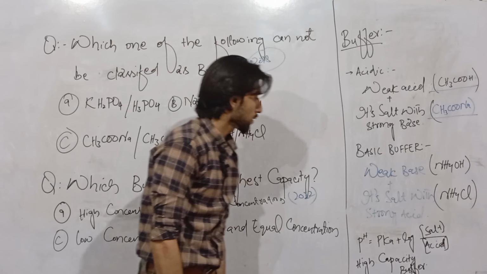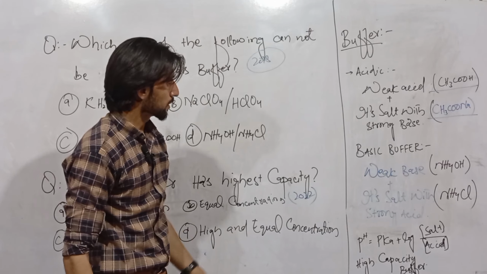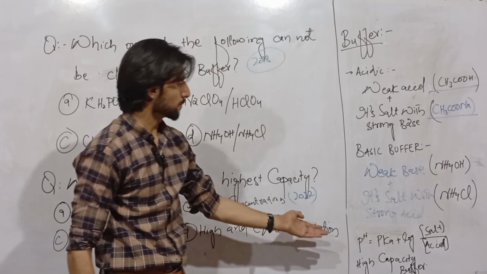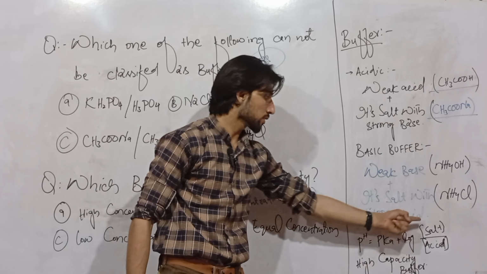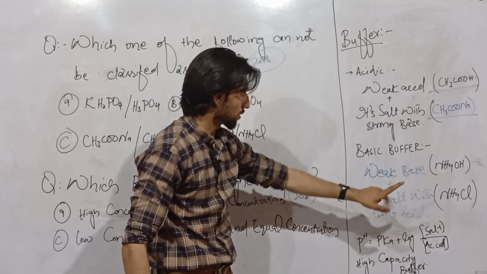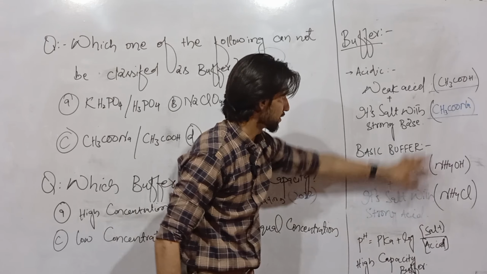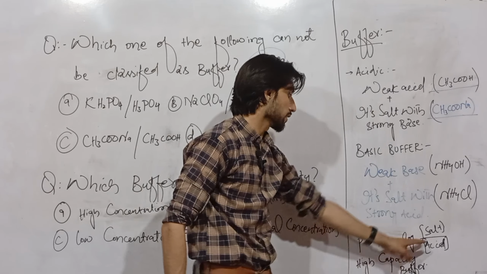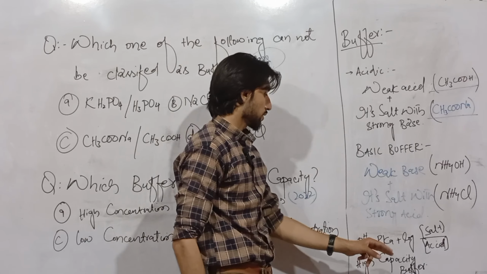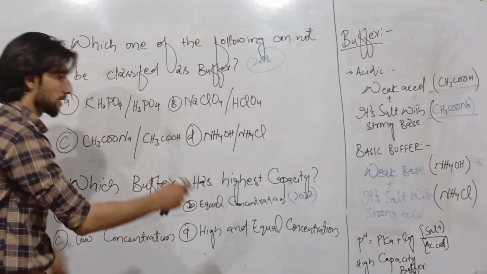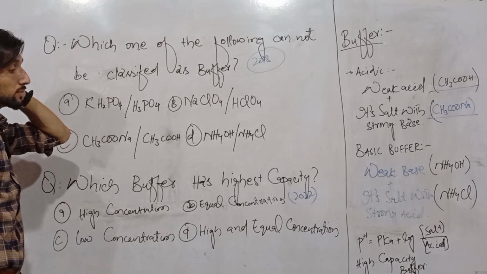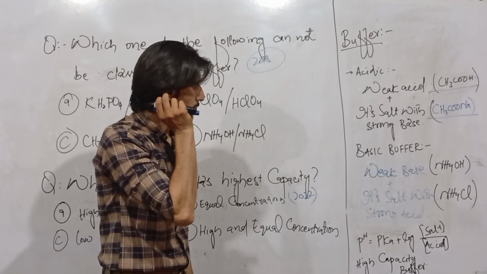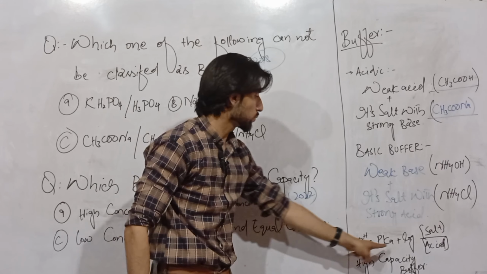So how can we find the pH of a buffer? That is through the Henderson-Hasselbalch equation. pH is equal to pKa plus log of the concentration of salt over acid. If I take the concentration of both and take the log of it, I add it to the value of pKa and get the pH of the buffer. Then I have to talk about the buffer capacity. The capacity of the buffer is maximum when the pH of the buffer is equal to its pKa.